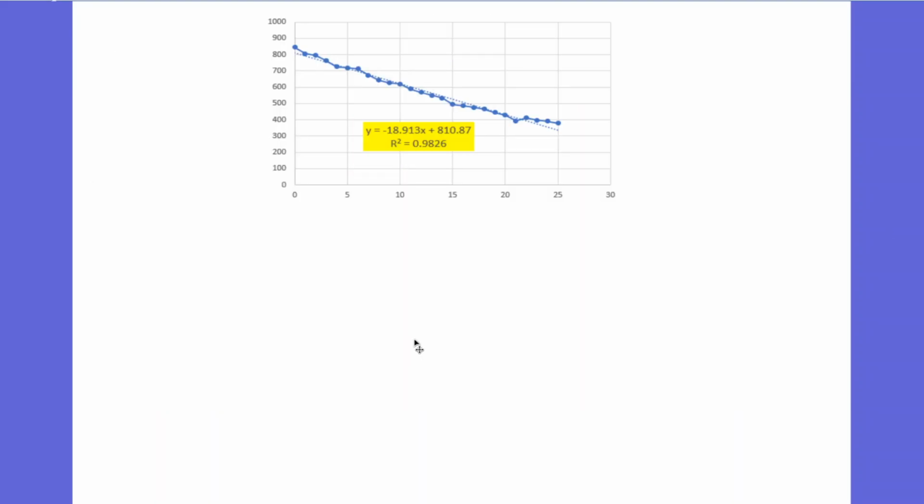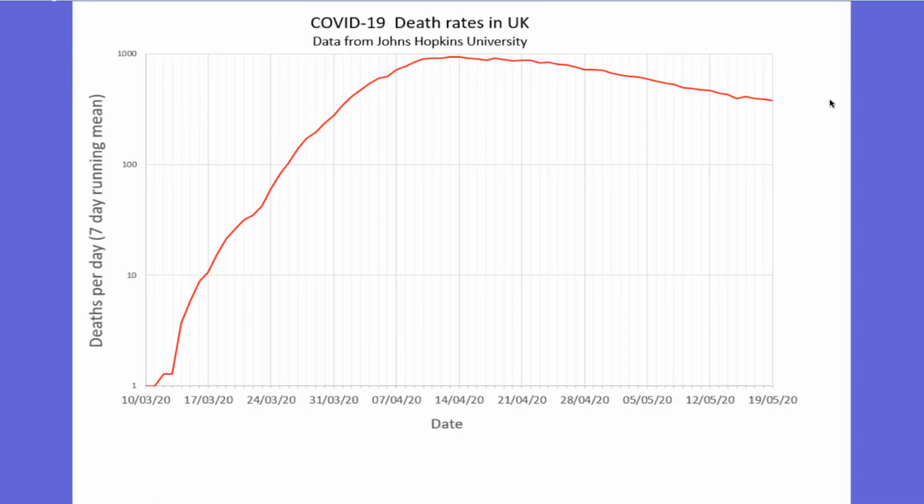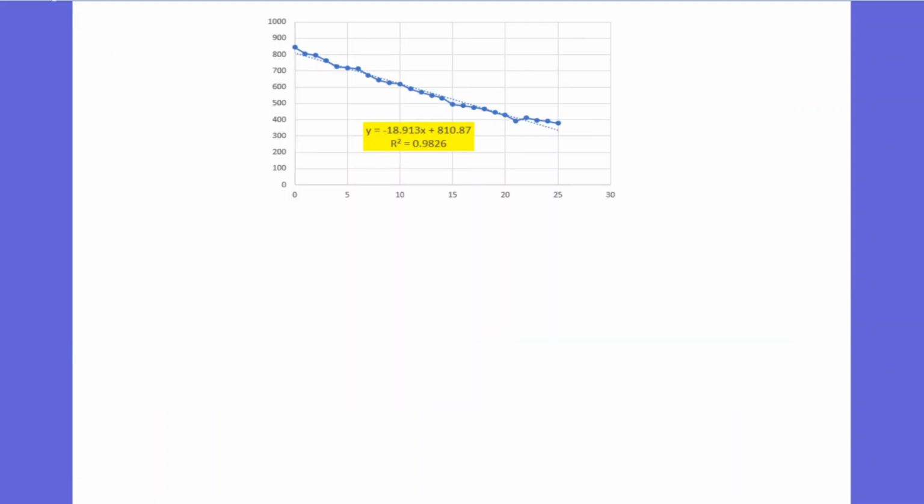So we can look at the data from the 24th of April onwards, around here, and we can see that if we plot it, we can put a nice straight line fit with a very high correlation coefficient. But we do notice that the curve is slightly above the trend line here and slightly below in the middle.